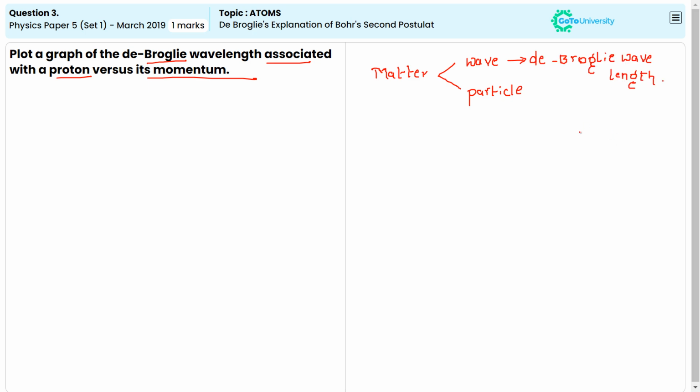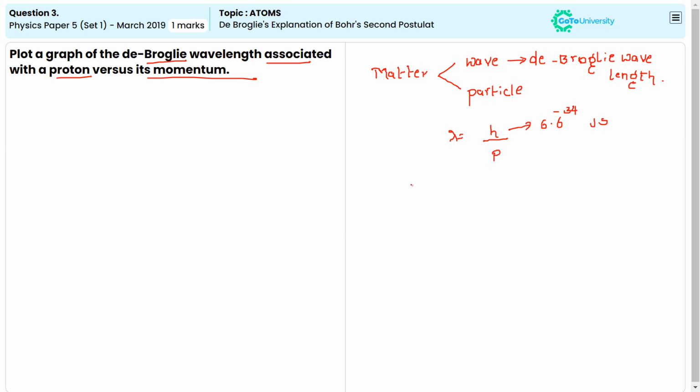And this is given by lambda is equal to h divided by p, where h is the Planck constant, its value is 6.6 times 10 to the power of minus 34 joule second. If you observe, lambda is inversely proportional to the momentum p.